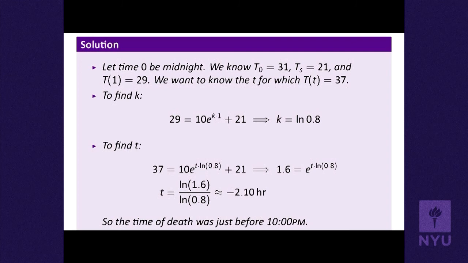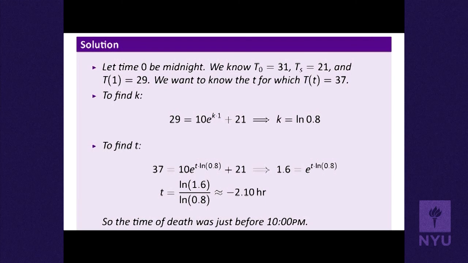37 minus 21 is 16. Divided by 10 is 1.6. Take the natural log and divide by the natural log of 0.8. You get natural log of 1.6 divided by the natural log of 0.8, and that's negative 2.10 hours. Should it be negative? Yes, because we measured its rate of cooling, and we want to know when it was a higher temperature. So that should be some time ago.